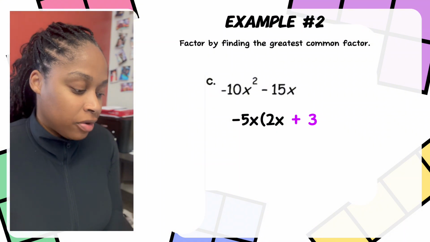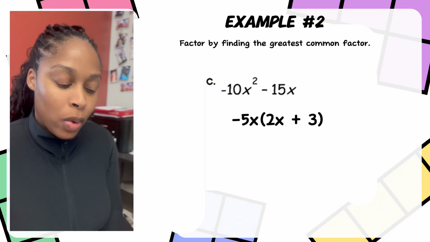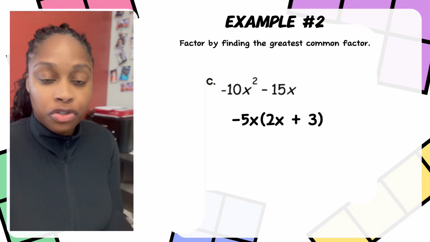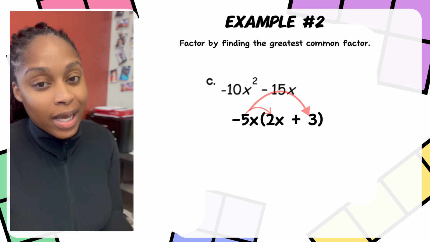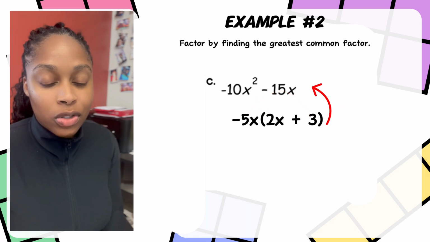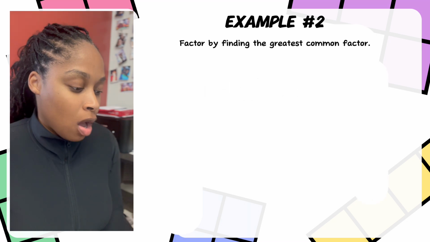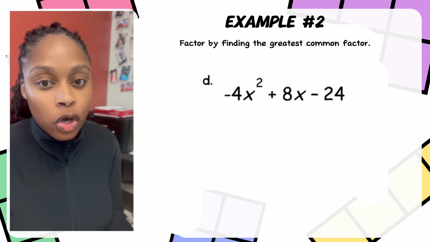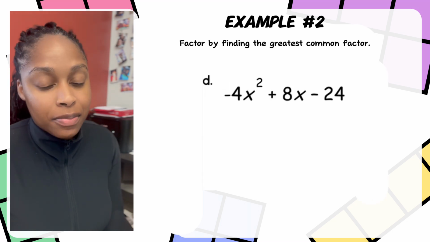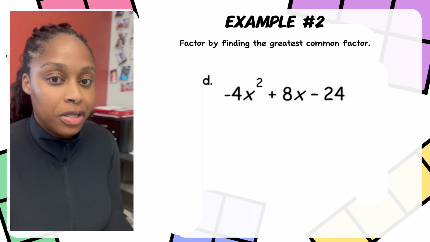All right, so you should have a final answer of negative 5x times 2x plus 3. And if we were to distribute our answer, we will get the same problem, which makes us know that our answer is correct. All right, so for part D, we have a trinomial here, but it's the same exact step. So I would like you to pause the video and try to answer this one on your own.